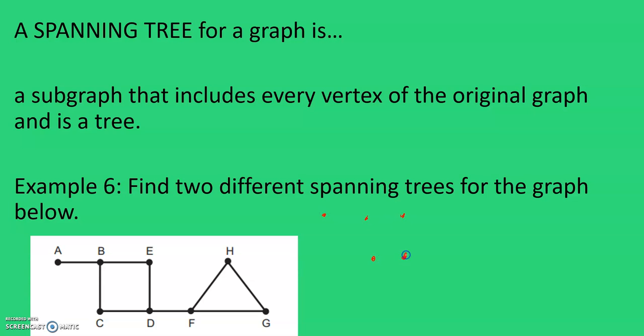Just drawing the vertices A, B, E, C, D, F, H, and G. Okay, so let's keep A, B, and E connected. We'll take away that edge from C to D, stay connected to F, and take away that edge from F to H.